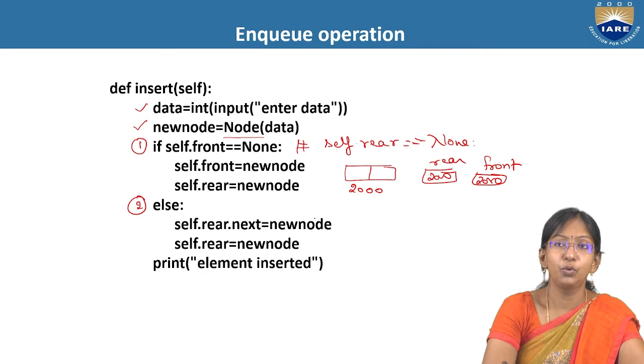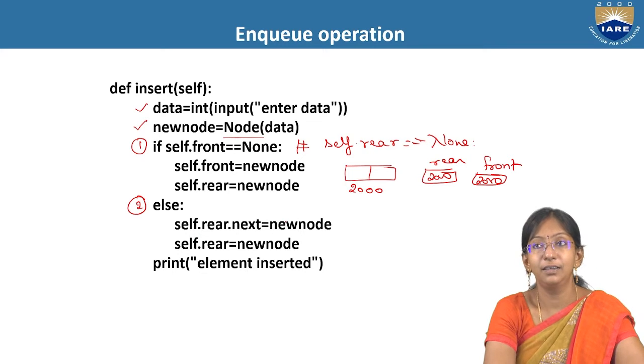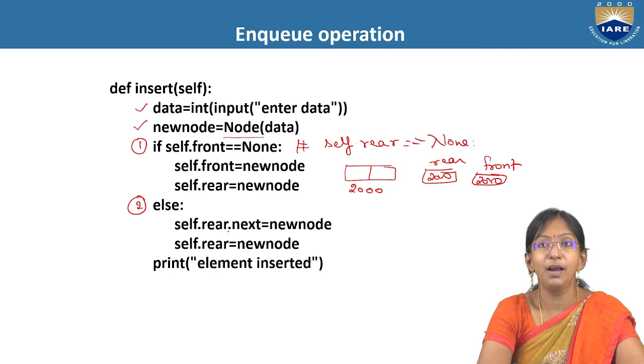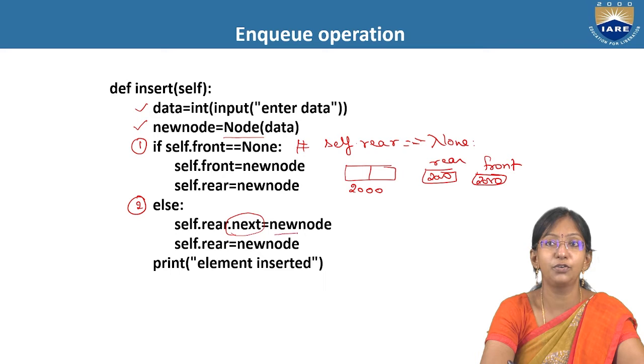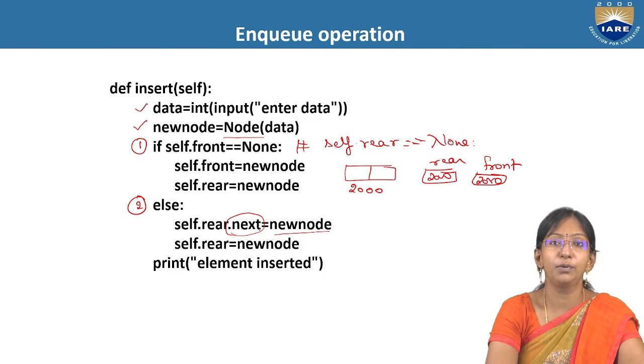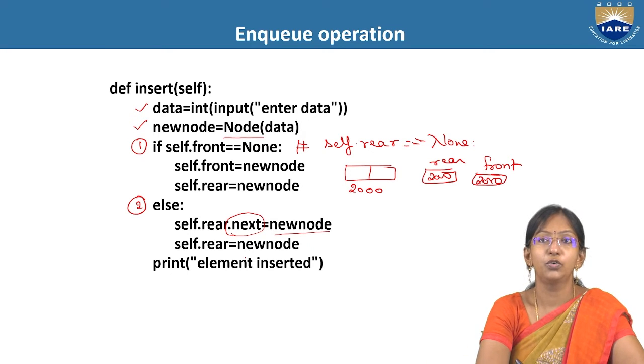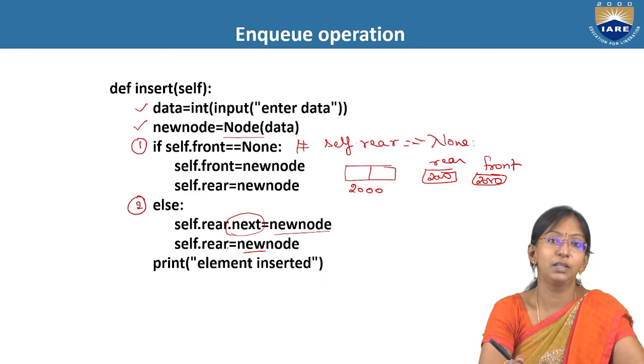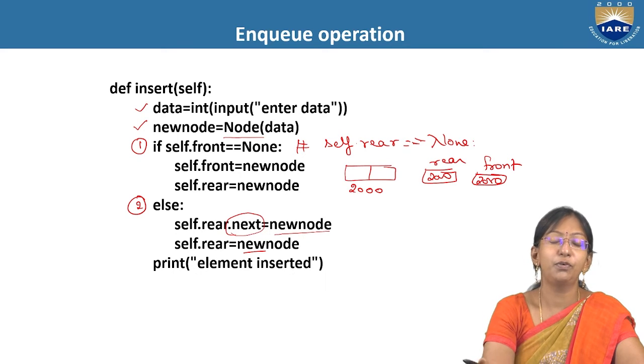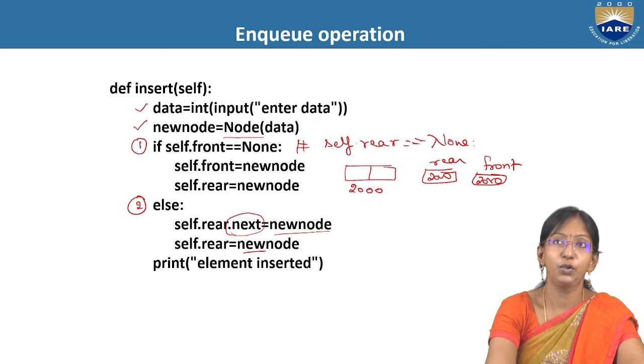Now you have to insert at the rear end, right? So rear's next, that is the address part of the next, will hold the address of the new node, whereas now it is the job of the rear to increment itself or to point to the new node. So the new node's address will be stored in the rear, right? So now rear is pointing to the new node. So these are the two cases where we can perform the enqueue operation on any queue.